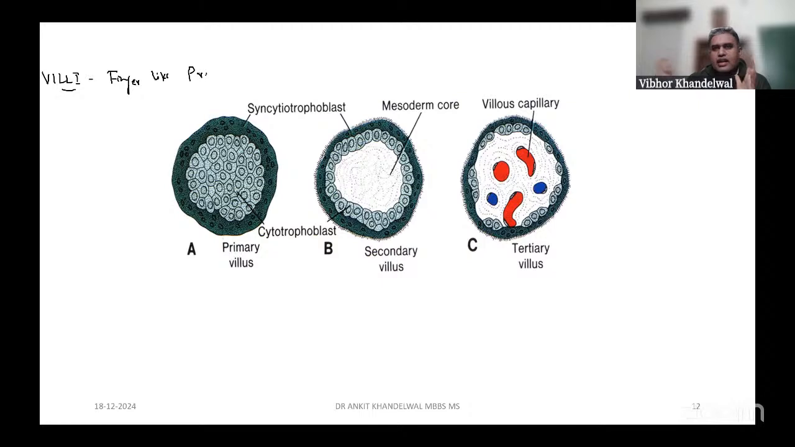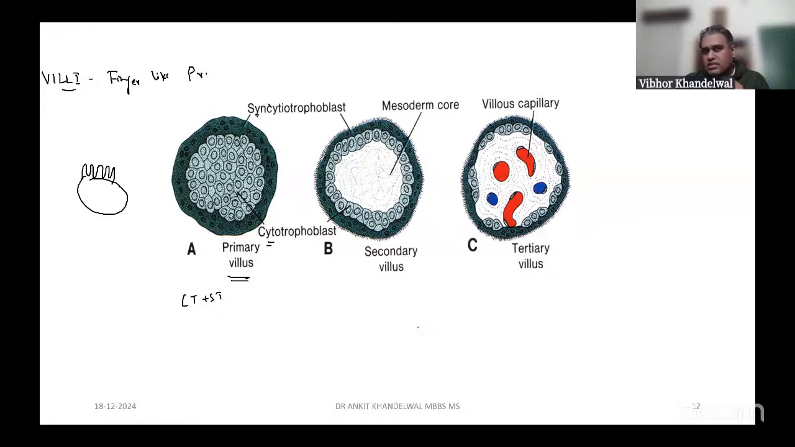A simple ball, it's obviously not easy to make it enter. So those finger-like projections are known as villi. So in the beginning, this is known as primary villi over here, as you can see. When there is a cytotrophoblast and a syncytial trophoblast, these two layers form primary villi. Imagine a ball over here. On one side, you have finger-like projections. Simple as that. So it is primary villi, cytotrophoblast plus syncytiotrophoblast.